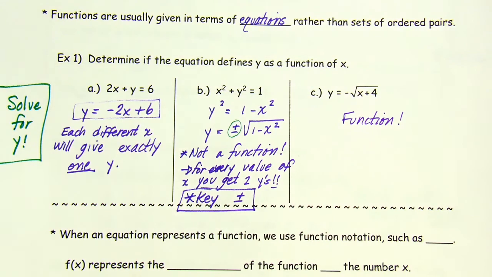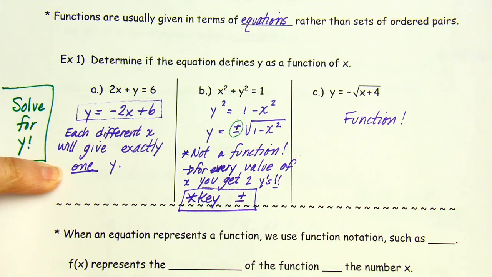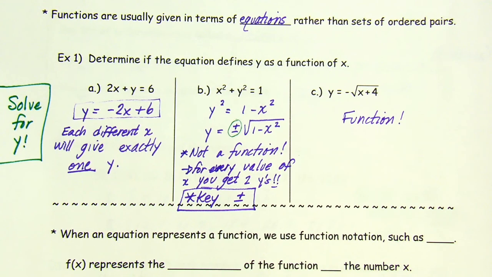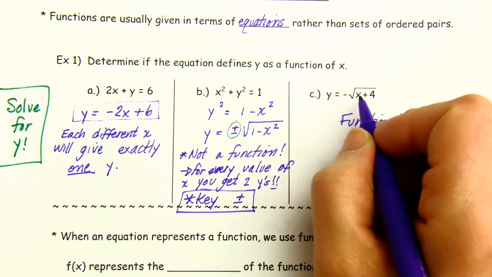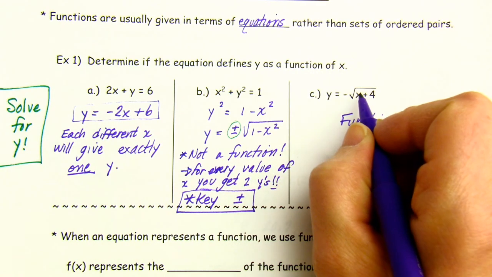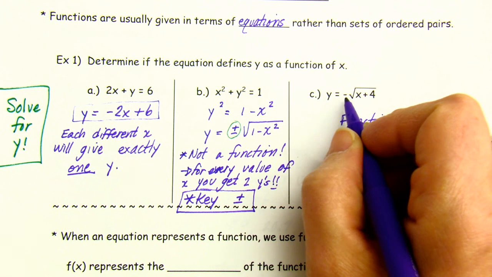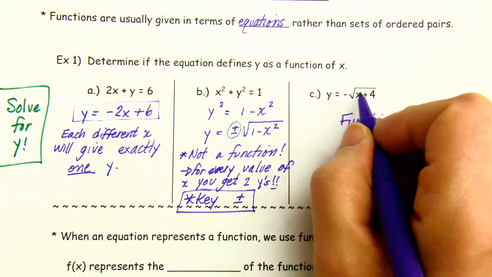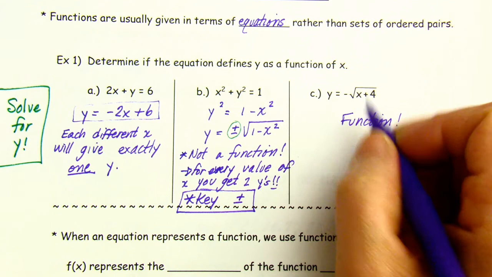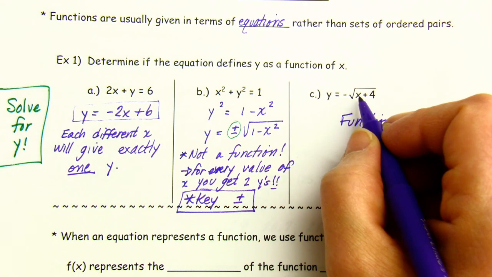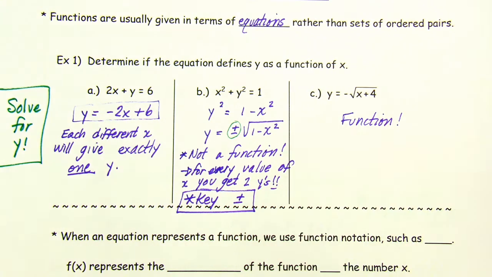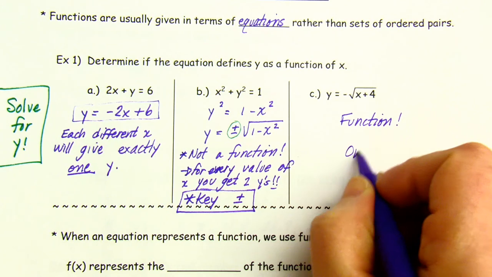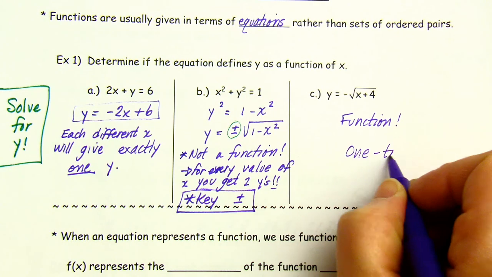And again, just like this one, each different x will give you exactly one y. If I want to make sure that I have a perfect square, if x is 5, I put a 5 in here. 5 plus 4 is 9. The square root of 9 is 3, negative. So when x is 5, y is -3. If I put a 5 in there again, I'm not going to get a different answer other than -3, because there's no plus or minus here. This is a function, and we say that this will be 1-to-1.